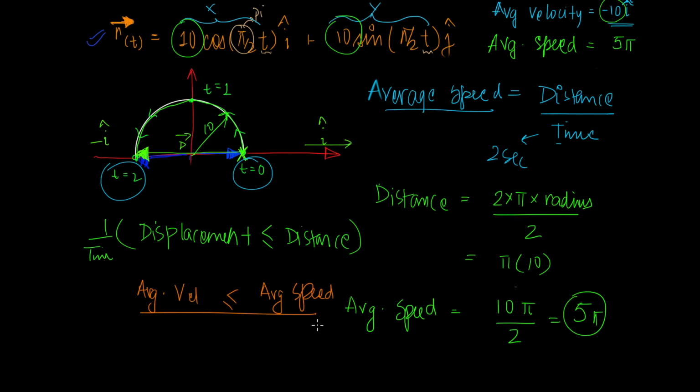So this is valid here because average speed is somewhere around 15.7 approximately, but average velocity is somewhere around 10, only in terms of magnitude, and that is why this expression holds. So there you have it. That's the average velocity and average speed.